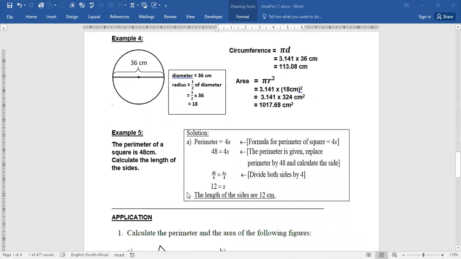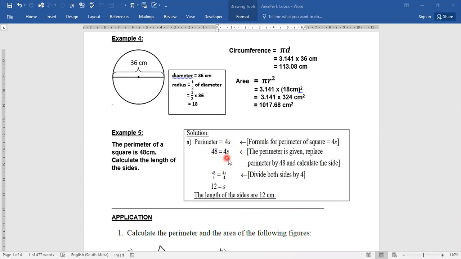Now, example 5 is given in words, so you need to visualize. It says the perimeter of a square is 48 centimeter. So we're given a square, and we're given that the perimeter is 48. So we need to remember what's the formula for the perimeter of a square. So perimeter formula is 4 sides, but we're given the perimeter value. That's your perimeter formula. Perimeter is 48. So 48 is equal to 4 sides.